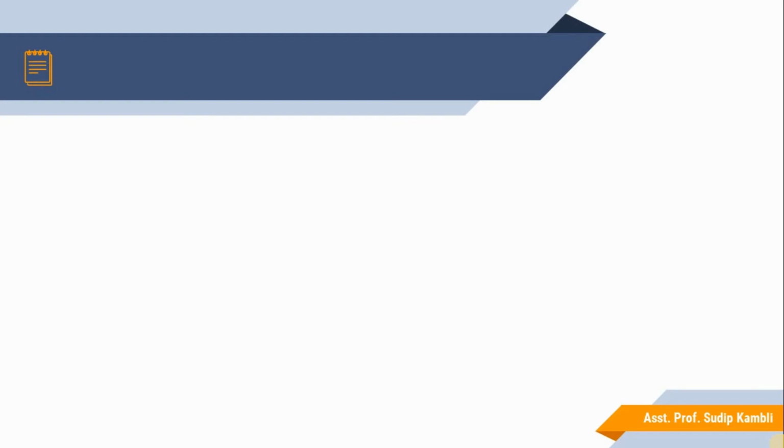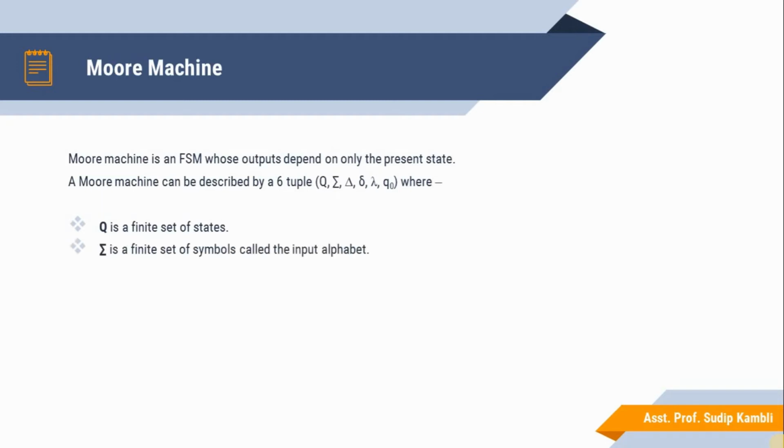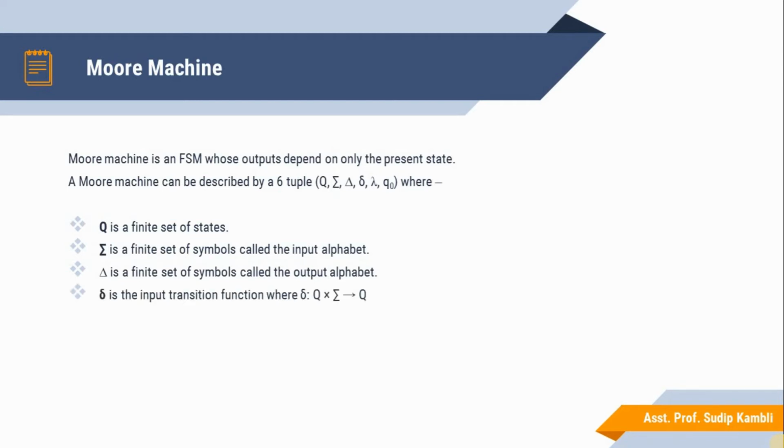The type of machine is a Moore machine. A Moore machine is a finite state machine whose output depends only on the present state. A Moore machine can be described by 6 tuples: Q, sigma, delta, delta function, lambda and q0, where Q is a finite set of states, sigma is a finite set of symbols called the input alphabet, and delta is a finite set of symbols called the output alphabet. The delta function is the input transition function, where delta maps Q times sigma to Q.